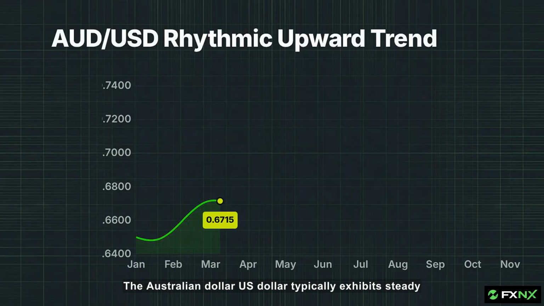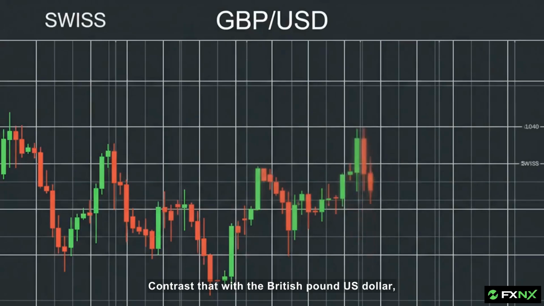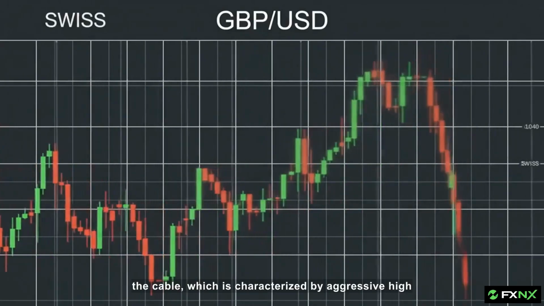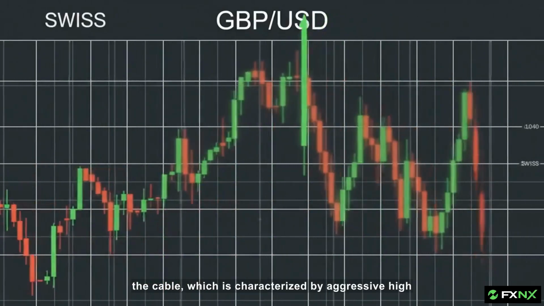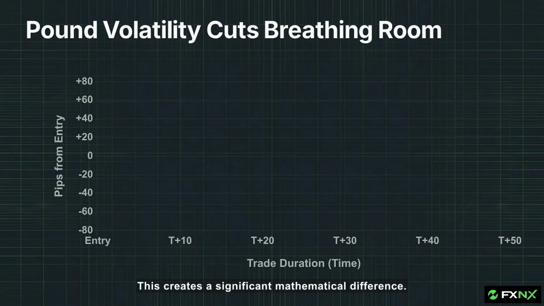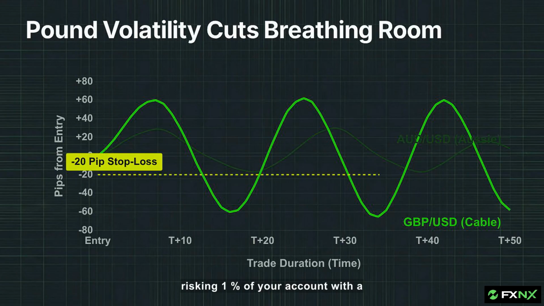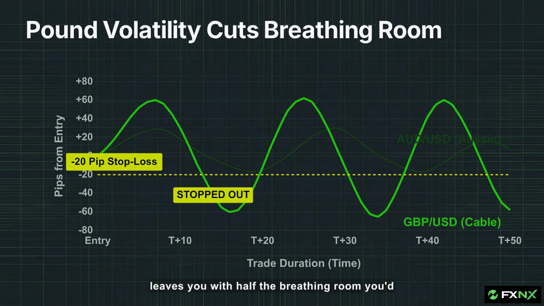While all 5 major pairs are highly liquid, their behavioral patterns require different tactical approaches. The Australian dollar-US dollar typically exhibits steady, rhythmic trends. Contrast that with the British pound-US dollar, the cable, which is characterized by aggressive, high-speed swings and sudden volatility. This creates a significant mathematical difference. Because the pound moves twice as far on an average day, risking 1% of your account with a 20-pip stop-loss leaves you with half the breathing room you'd have on the Aussie.